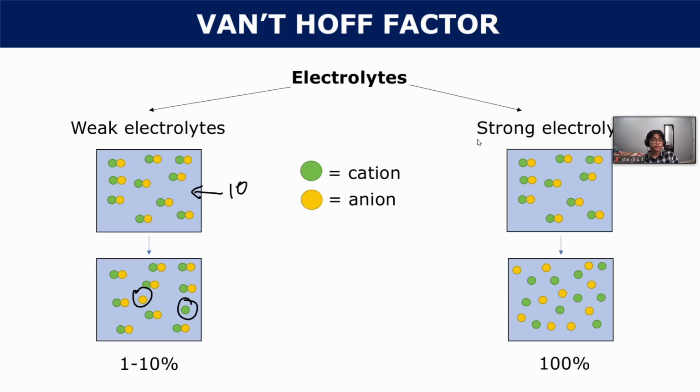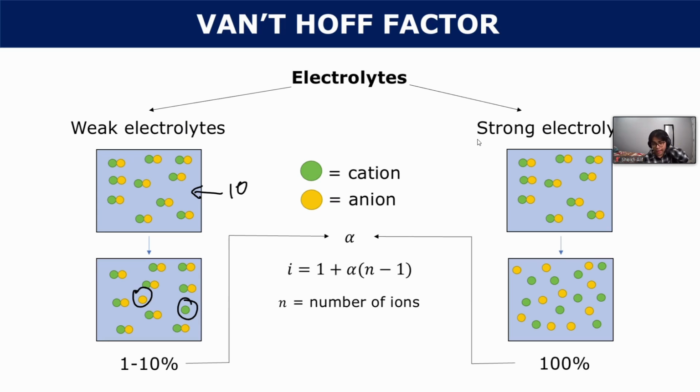On the other hand, you have strong electrolytes, and these are ones that dissociate 100%. All of them are going to dissociate, and that dissociation has a value. We call it alpha. So the alpha value for weak electrolytes is going to be 0.01 to 0.1, and the alpha value for strong electrolytes is going to be 1, right?